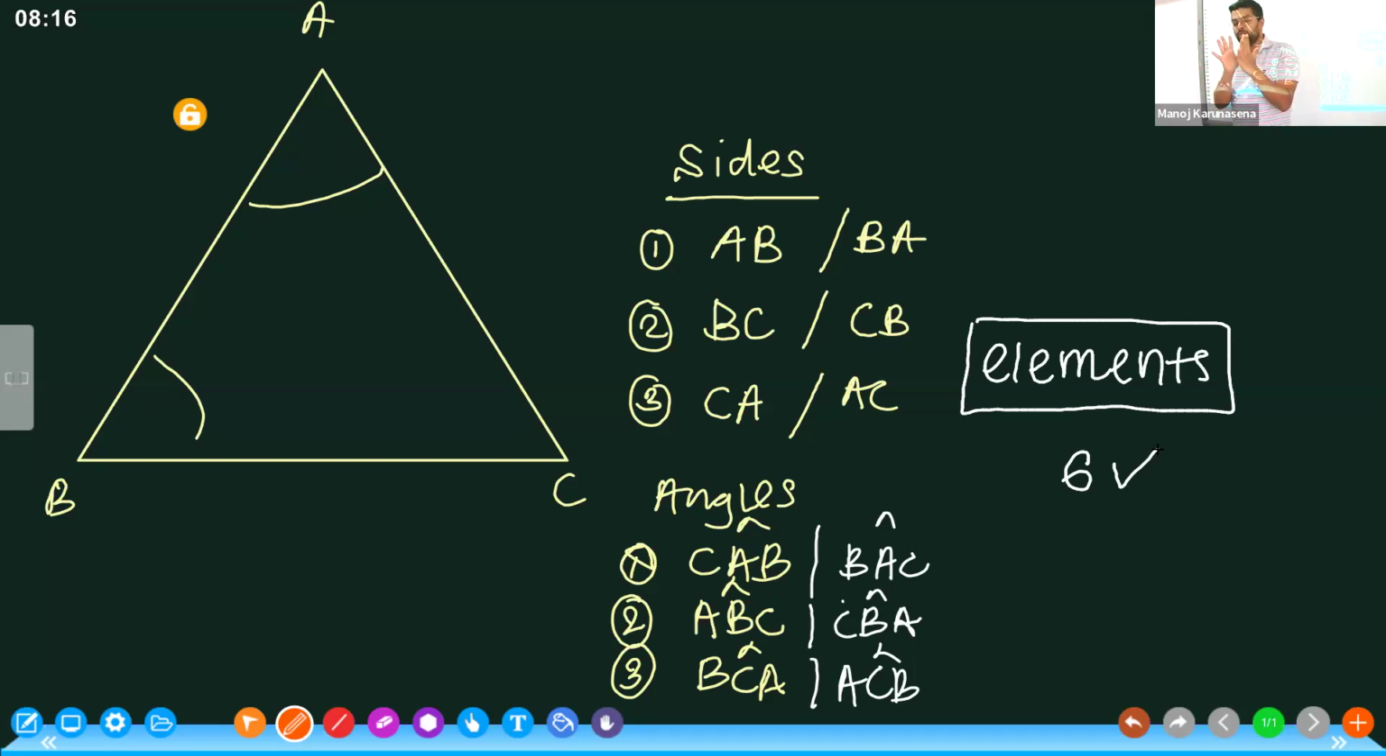Let's consider these two hands of mine. So if I put the two hands like this, one on top of the other, right? They are coinciding with each other, right?